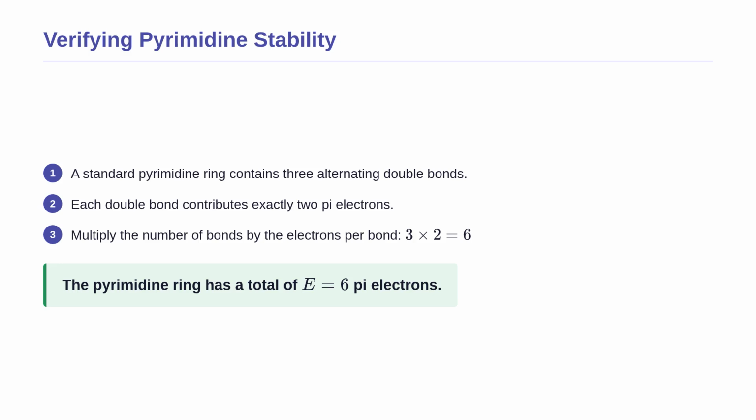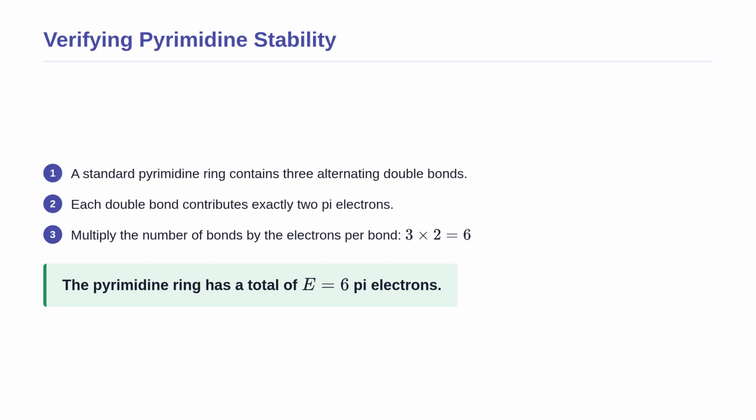Now that we have our formula, let us apply it to a concrete example. Let us prove mathematically why the pyrimidine ring is so stable. First, we need to find E, the total number of pi electrons.